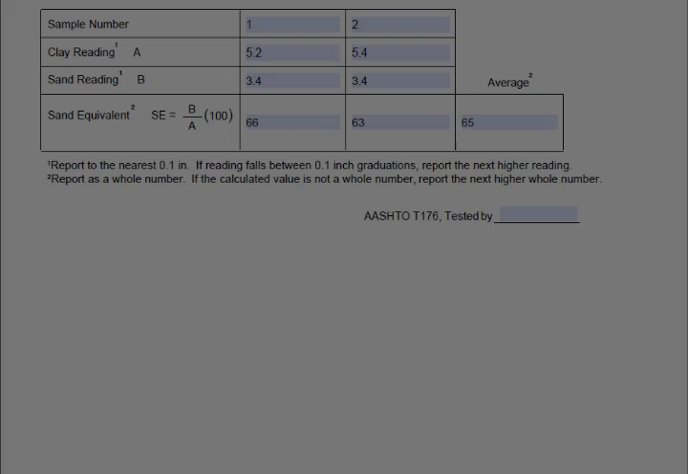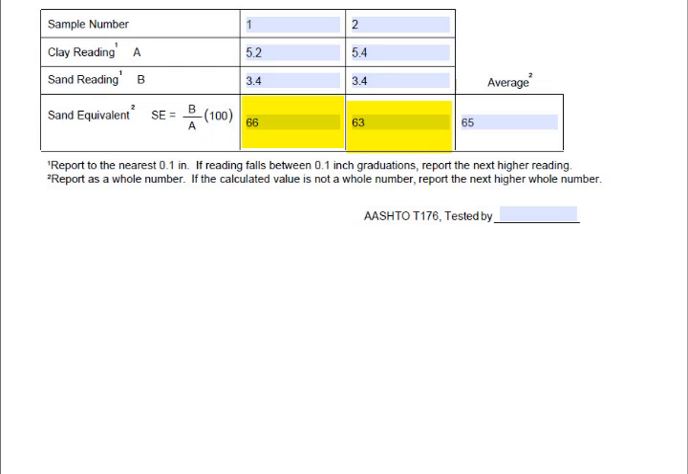When completing the sand equivalent test calculations, round the results of each test to the next higher whole number. Then, average the two numbers and again, round the average up to the next higher whole number.